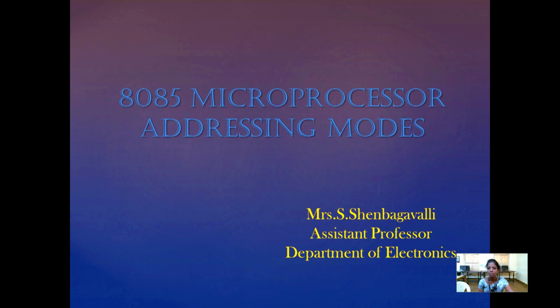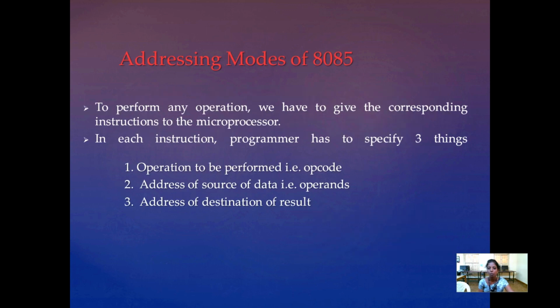I am going to share about 8085 microprocessor addressing modes. What is an addressing mode? To perform any operation, we have to give the corresponding instructions to the microprocessor. In each instruction, the programmer has to specify three things: the operation to be performed, that is the opcode, the address of the source of data, that is the operands, and the address of the destination of the result.